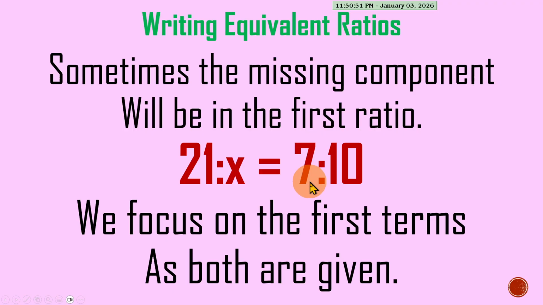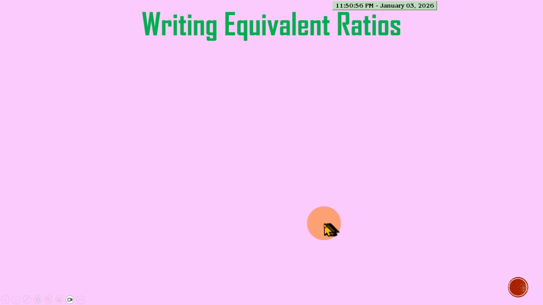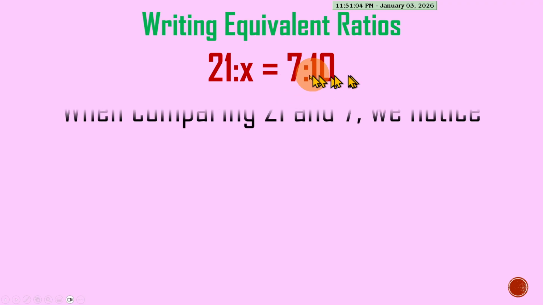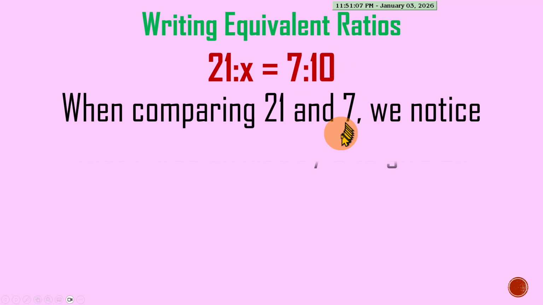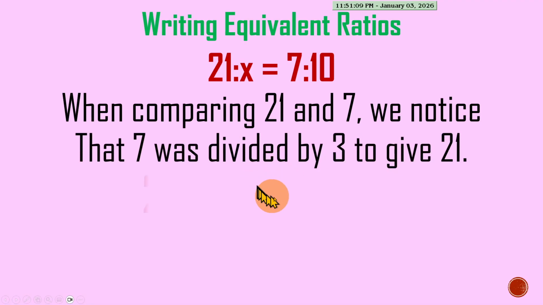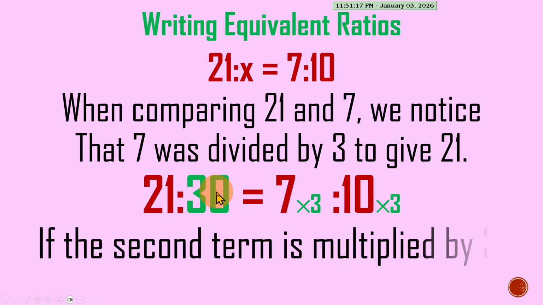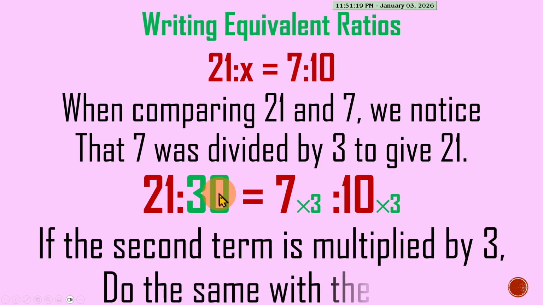So what we have to do is notice that we'll be multiplying both of these terms by 3. As we focus on the 21 and the 7, you have to multiply both of these second terms by 3. So when we do that, 7 times 3 gave us 21, and 10 times 3 gave us the 30. So it's just like you doing it backwards. So if the number became smaller, then you focus on multiplying. If the number became larger, you focus on dividing.